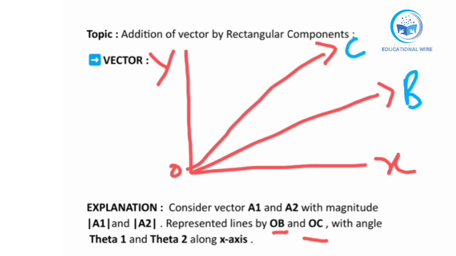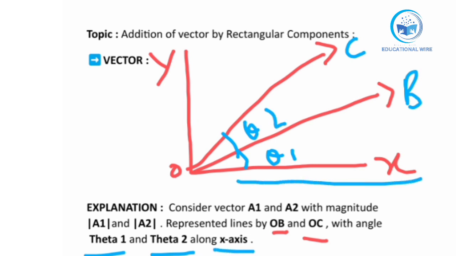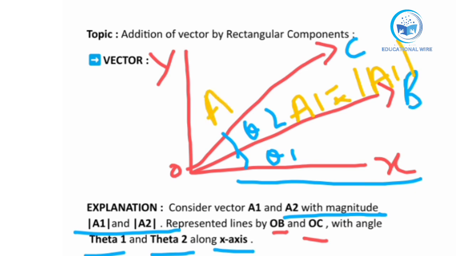After that it says that it is making theta 1 and theta 2, so we are making theta 1 and theta 2 along the x-axis. After that, vectors a1 and a2 with magnitudes a1 and a2, so we will write over here: vector a1 is equal to magnitude a1, and the second one, a2, is equal to magnitude a2.